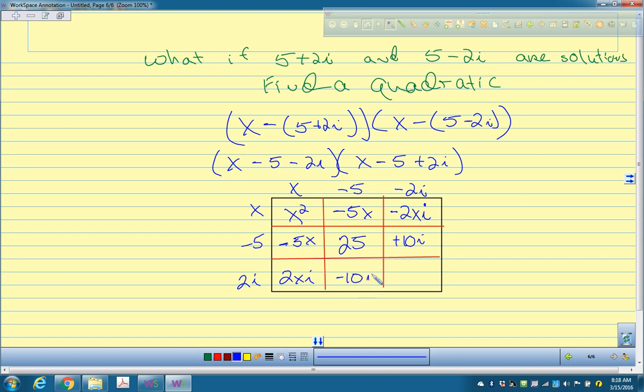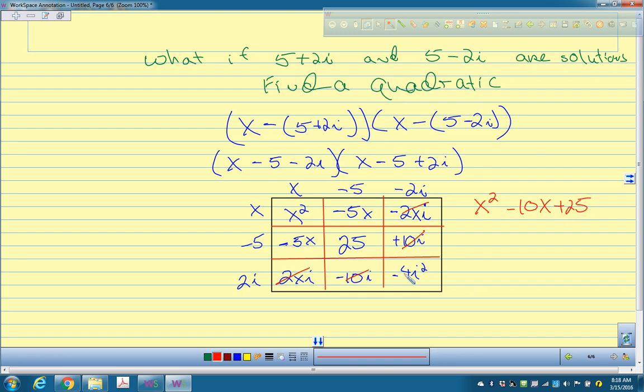What goes here? Negative 10i. Yeah, that was right. Negative 10i. And what goes here? Negative 4i squared. Now watch what happens. What could I cross out? I have a plus 10i there and a minus 10i there. Those go away. I have a minus 2xi and a plus 2xi here. So altogether I have an x squared. How many x's altogether? Negative 10x. I have a 25.